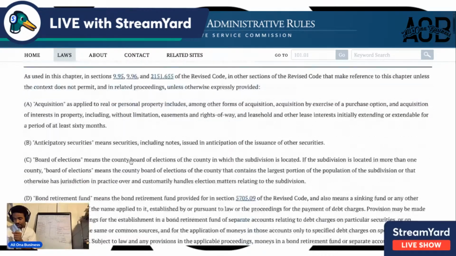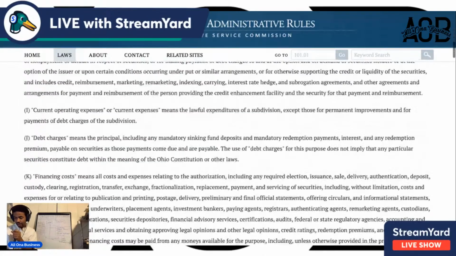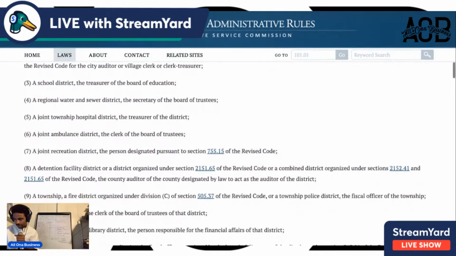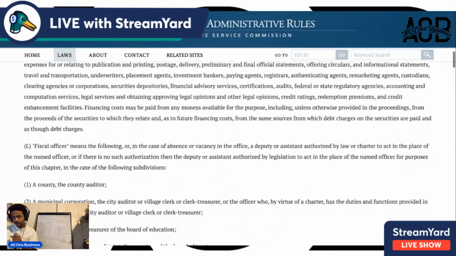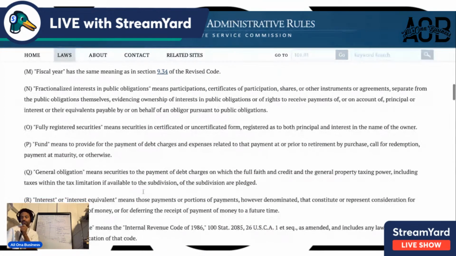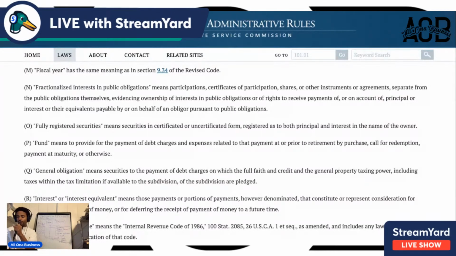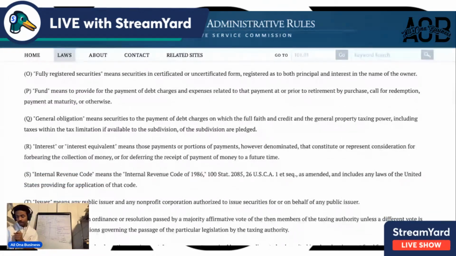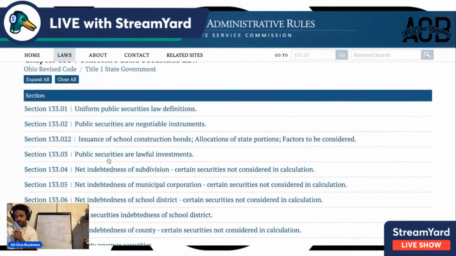So, public security definitions. Fund means to provide the payment of a debt and expenses related to the payment. General obligation means securities to the payment of debt charges on which the full faith and credit and the general property taxing power, including taxes within the tax limitation, if available to the subdivision, are pledged. Oh yeah. So this Ohio law right here is letting you know that your obligations, your government obligations, your public debts are securities.